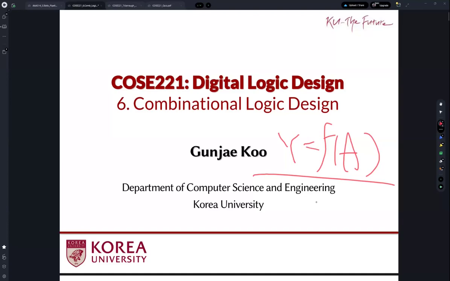Okay guys, let's get started. I will briefly review what we learned in the previous class. So, what did we learn? We learned how to implement combinational logic.